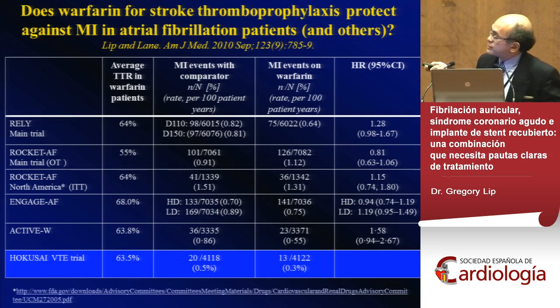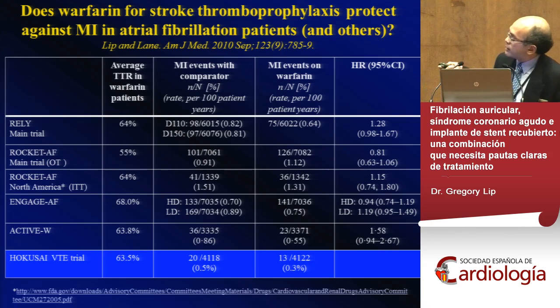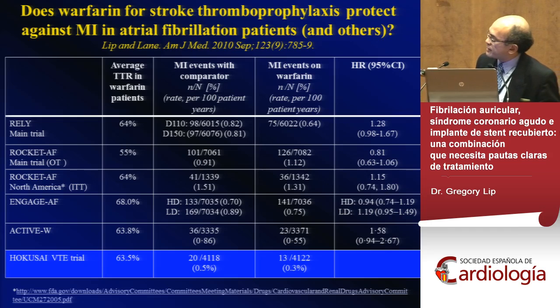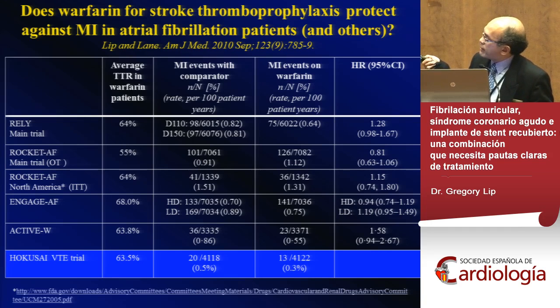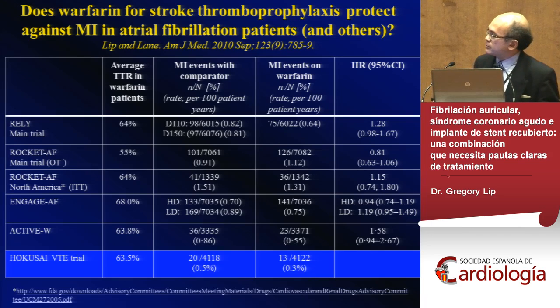I would point out that in the RE-LY trial the average TTR was 64%, so well-controlled warfarin. And I made the point earlier that warfarin actually is a good drug in terms of preventing myocardial infarction. In the ROCKET-AF trial, the TTR in the whole trial was 55%, so not so good. But if you look at the MI events, on rivaroxaban it was 0.9% per year. In the warfarin-treated patients, it was 1.1% per year. So there was a numerical but non-significant trend towards a little bit less myocardial infarction numerically with the rivaroxaban-treated patients compared to warfarin.